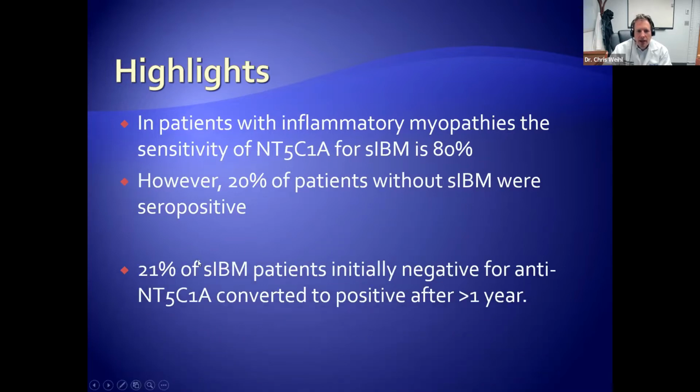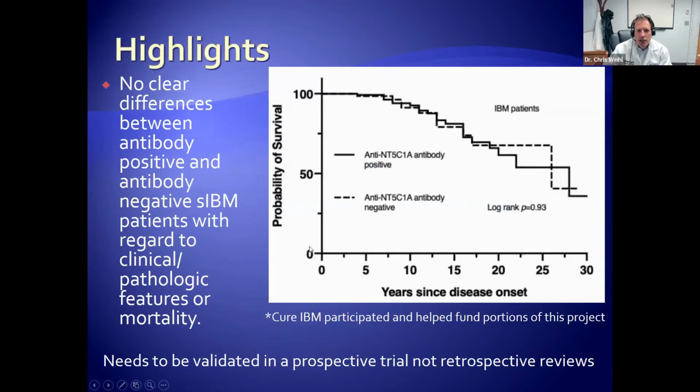And finally, one thing that we did find out is that a fraction of patients that were negative for it initially, when they were retested a year later, actually became positive for NT5C1A. So I think that's an important feature: these antibodies are dynamic and can change, and this had not been reported in the past. In addition, we did not see any clear differences between the antibody positive and negative groups.